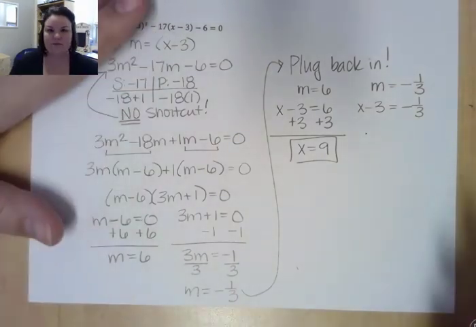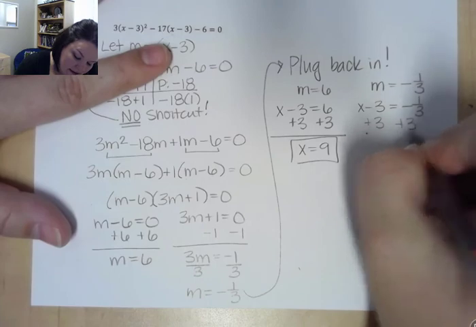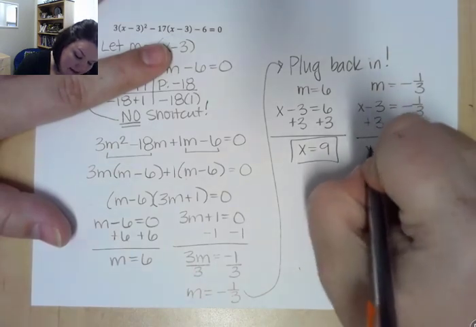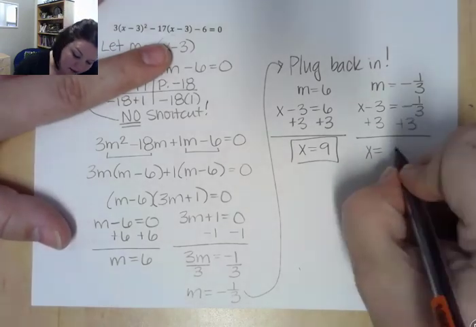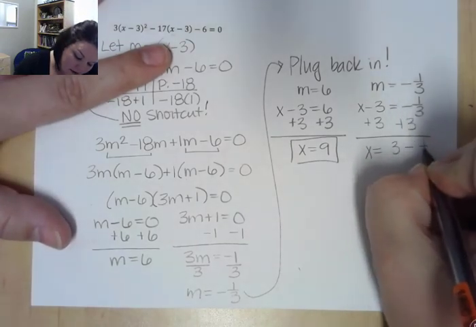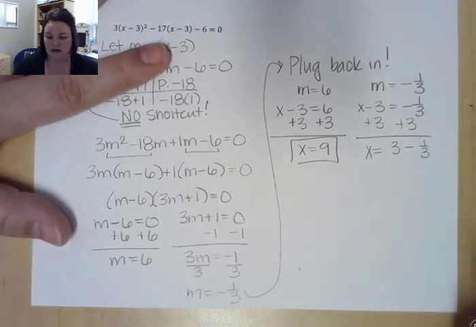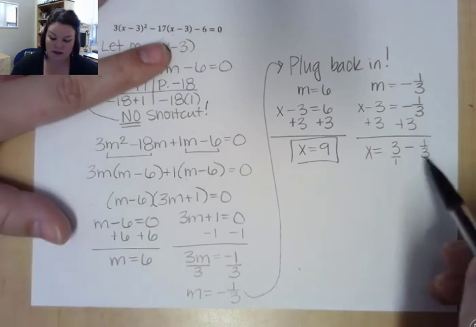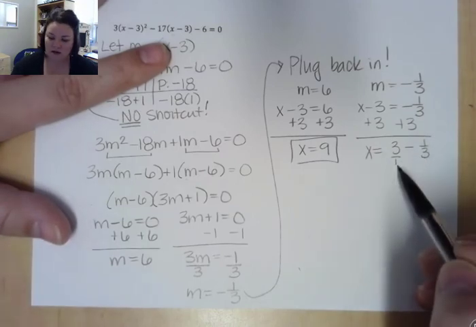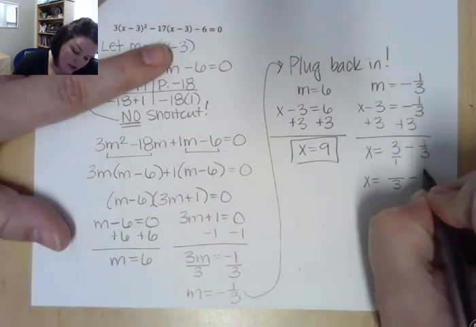And on the other side, I need to add 3 to both sides. So I have x is equal to, now I can't combine these as it's written, right? So I'm going to write this as 3 minus 1/3. And in order to combine fractions, I need a common denominator. You can write this as 3 over 1, or you can use the fraction button on your calculator. Okay, my common denominator here would be a 3. So I'm going to rewrite this as something over 3.